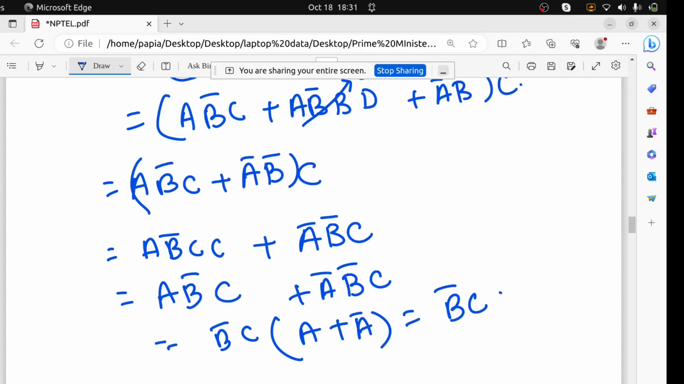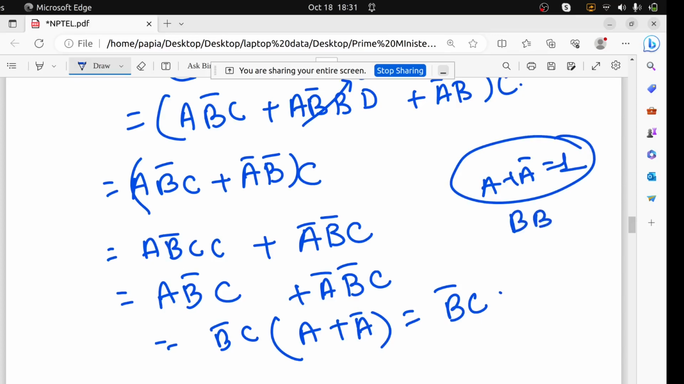So I think the Boolean expression, all of you know these things, like how to cancel, like A plus A bar will give us 1, then B bar B will give us 0 value. So this type of properties are there.